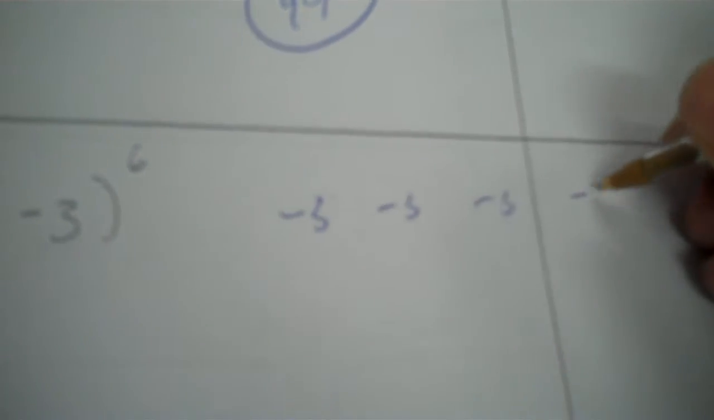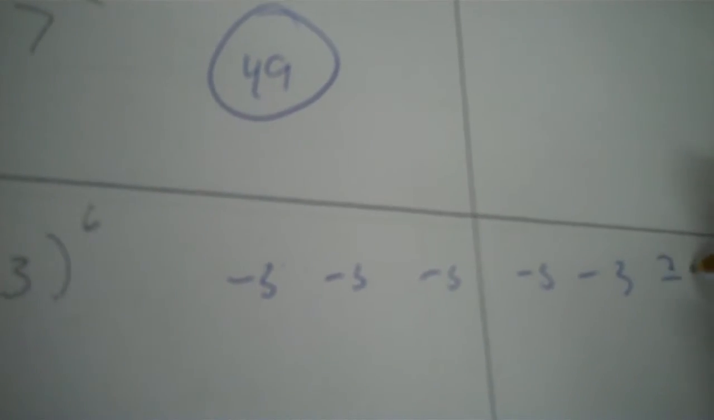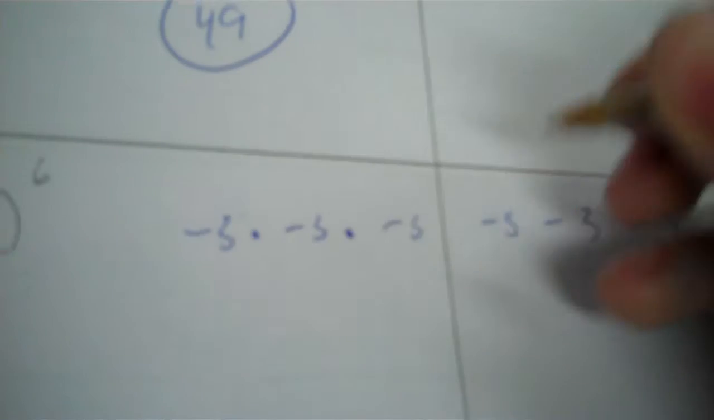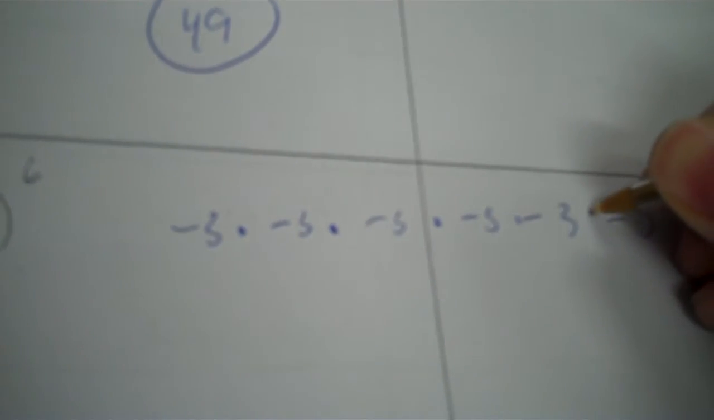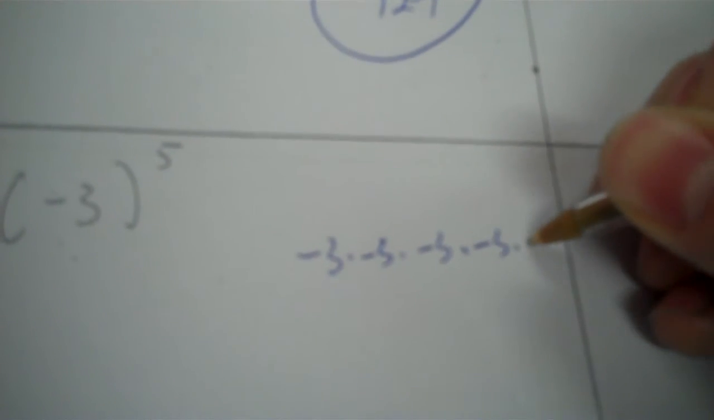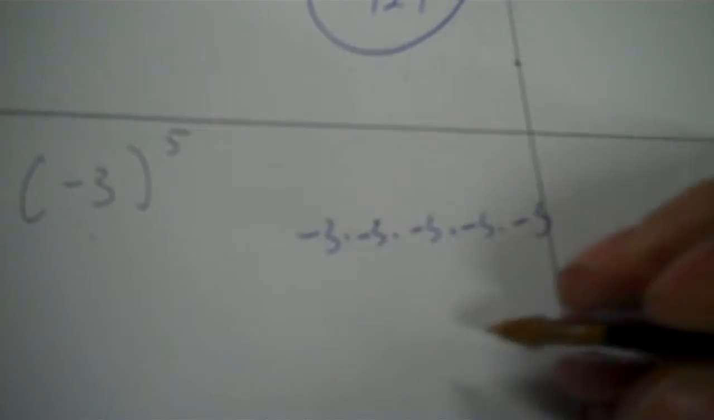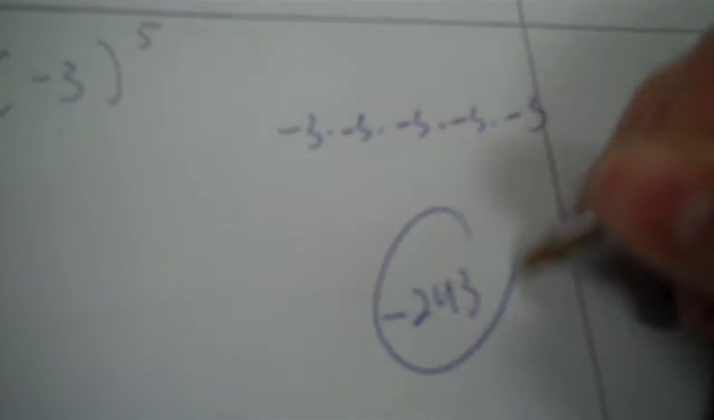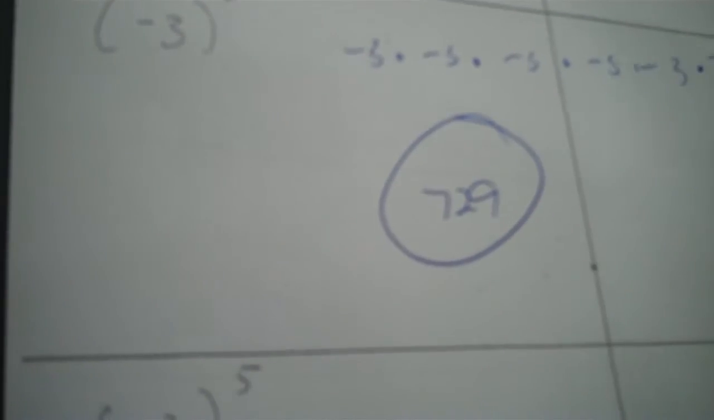Negative 3 to the 6: negative 3, negative 3, negative 3, negative 3, negative 3, negative 3. You multiply them out, you're going to get positive 729. Okay, negative 3 to the fifth, so negative 3 times negative 3 times negative 3 times negative 3 times negative 3. So that's going to be negative 243. Now when you have a negative base, if the exponent's even, it'll become a positive.